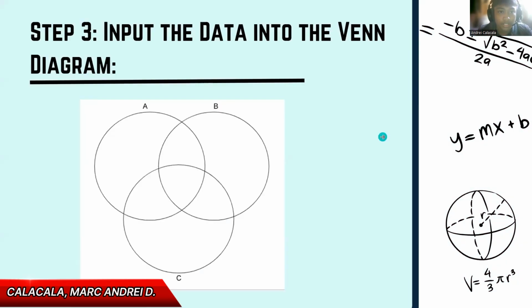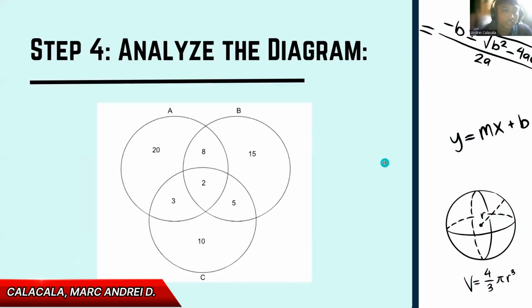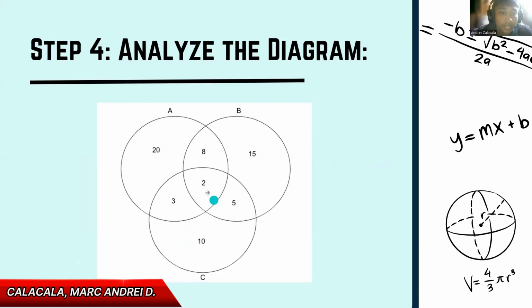So here's the Venn diagram, and we will analyze it to observe the areas where circles overlap, to understand the relationships between the sets. Set A represents 20 students, set B represents 15 students, and set C represents 10 students, as mentioned earlier. And then these are the intersections.